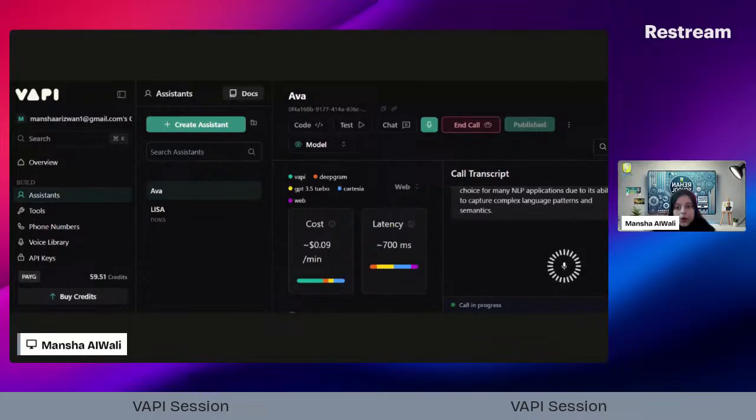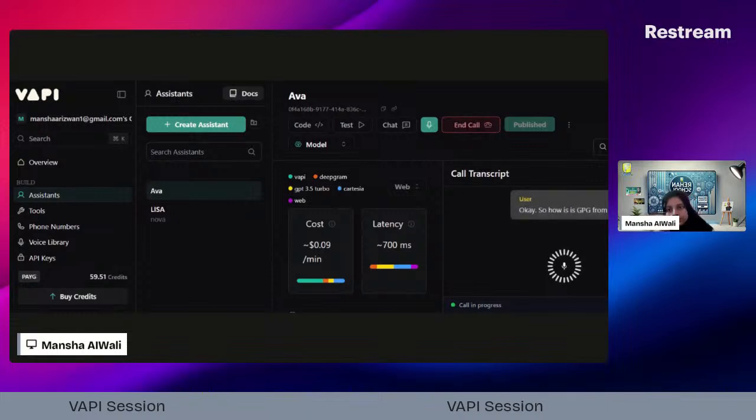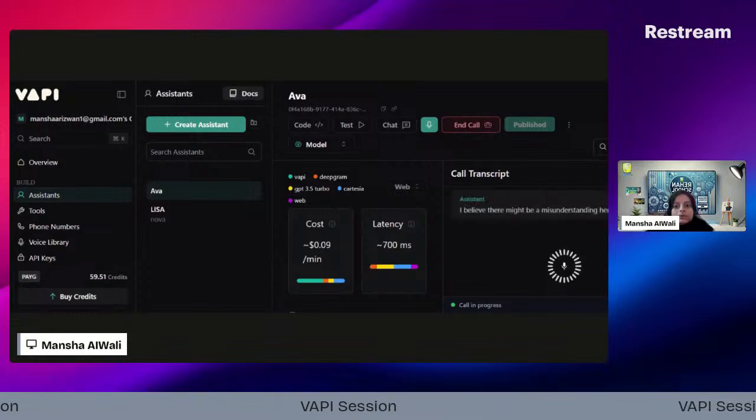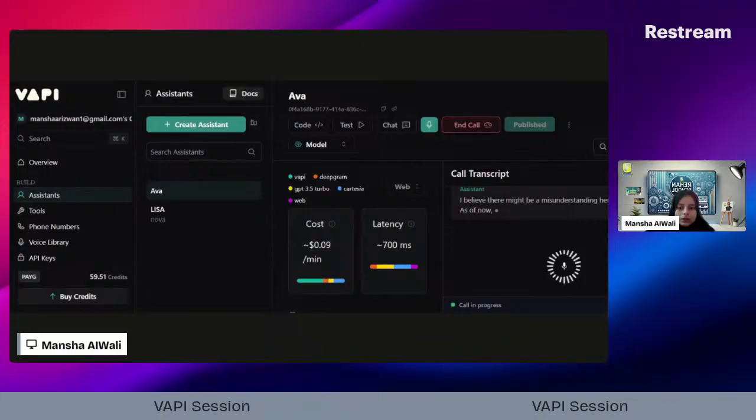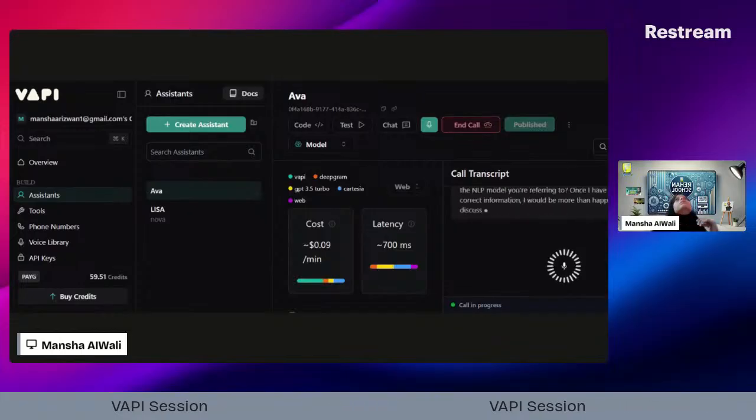Okay, so how is GPT different from other NLP models? I believe there might be a misunderstanding here. As of now, I'm not familiar with a specific NLP model referred to as GPG. It's possible that there may be a typo or a miscommunication. Could you please provide more context or clarify the name of the NLP model you're referring to? Once I have the correct information, I would be more than happy to discuss the differences between the model and others. It's GPT.